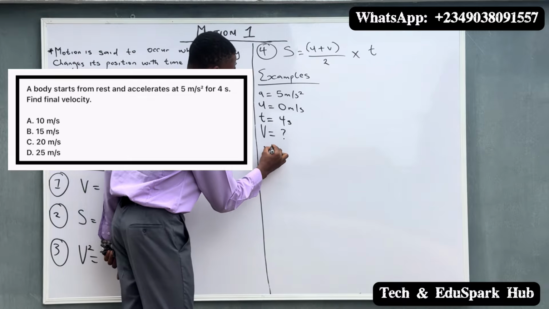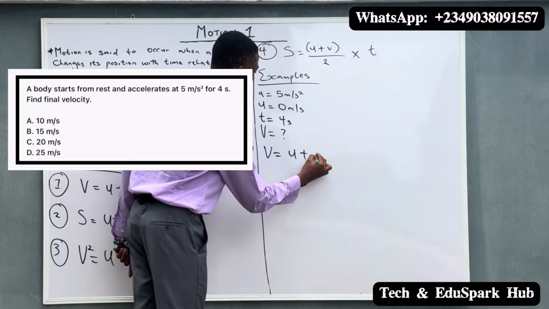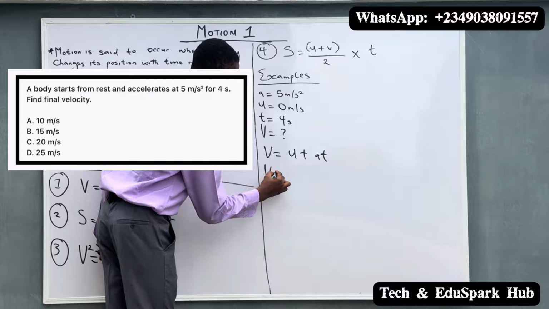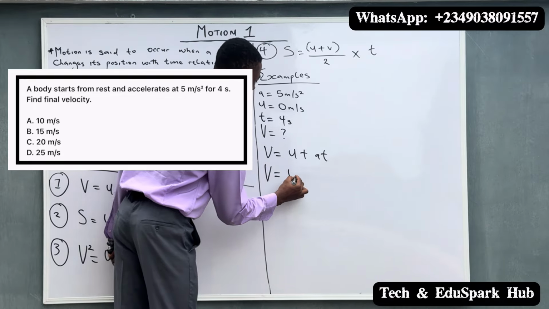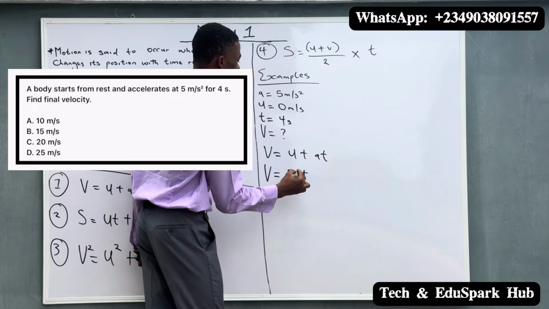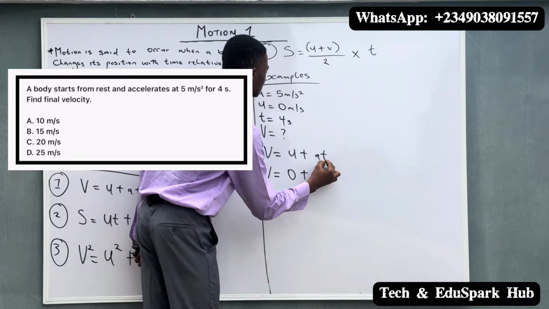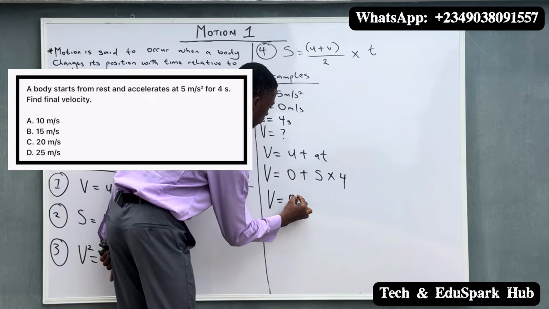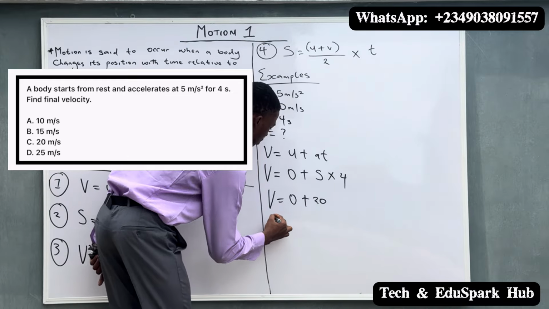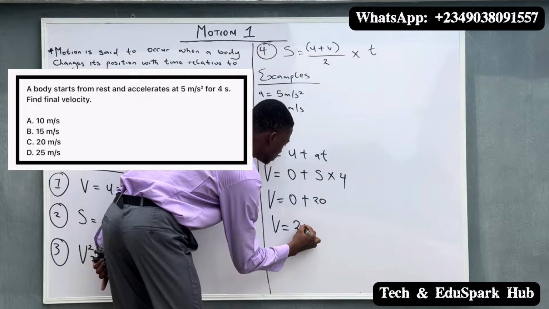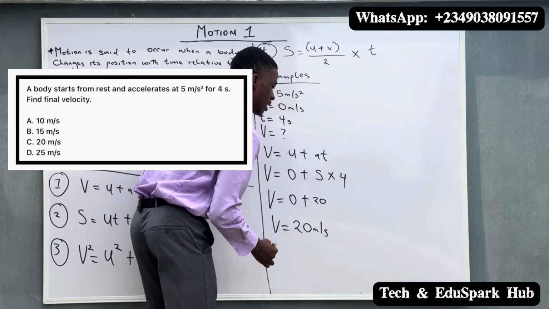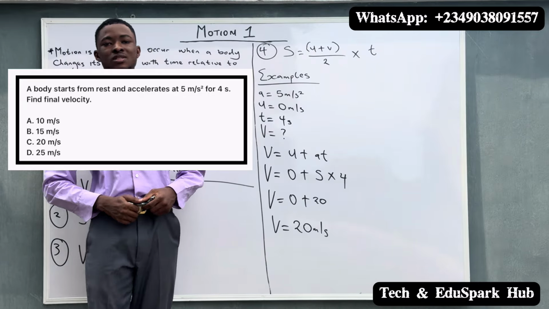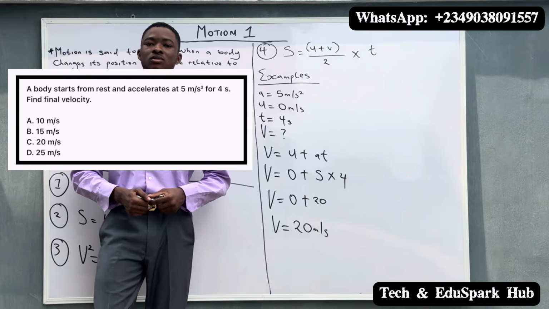So our V will be given as U plus AT. Substituting our parameters, what is our u? Our u is 0, plus, what is our a? Our a is 5, multiplied by, what is our t? Our t is 4. So we have V equals 0 plus 20. So our V is equal to 20 meters per second. And this is our final answer to this type of question. So option C is correct: 20 meters per second is correct.